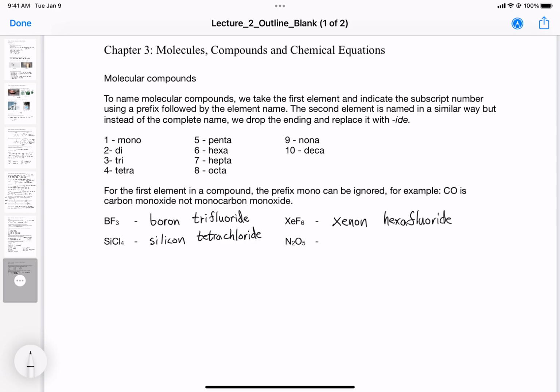All right, the last example is N2O5. So dinitrogen. This one does have a prefix for nitrogen, so we say dinitrogen. Then you would think it'll be pentaoxide, but it's actually not pentaoxide. We abbreviate it to say pentoxide. And I don't know why it's not pentaoxide.